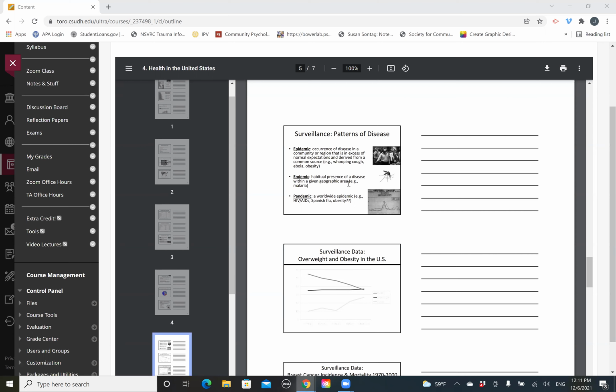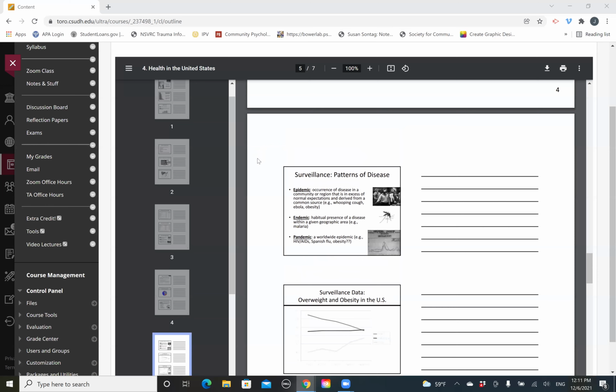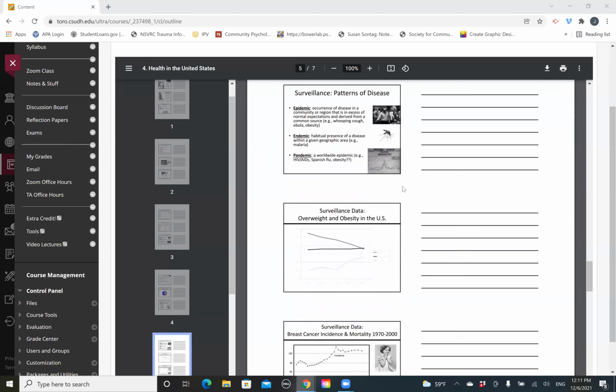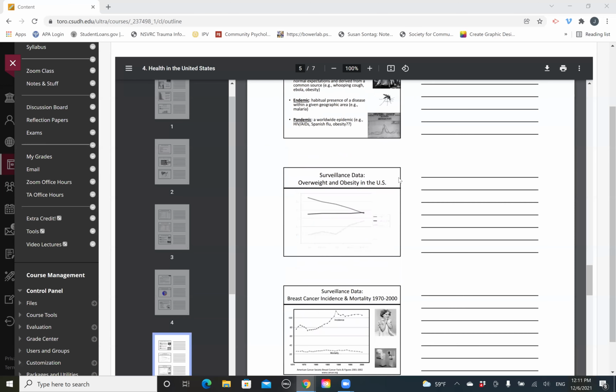So endemic is habitual presence of a disease within a given geographic area, right? Malaria, mosquitoes. We get West Nile virus in the summer because of the mosquitoes. Those are going to be endemic diseases. And then pandemic, COVID-19, right? It was an epidemic that was not controlled and became worldwide.